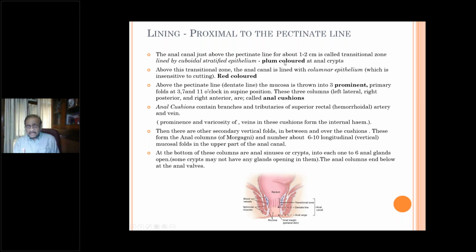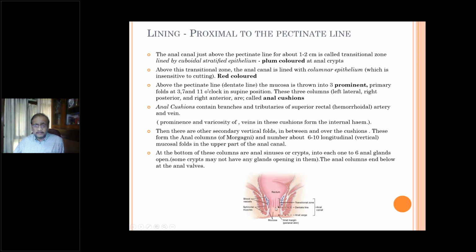And that is why if you do an examination of a hemorrhoid, it is always plum colored, not only because of the viscosity of the vein, but also because of the plexus lying underneath, even under normal circumstances. Why? Because the internal rectal venous plexus, even without hemorrhoid, is lying out here. Can you see this? So this terminal part of the transitional zone is always plum colored. So at the anal crypts it is plum colored. So red up to here, then plum color.